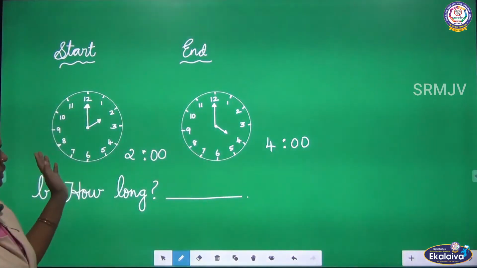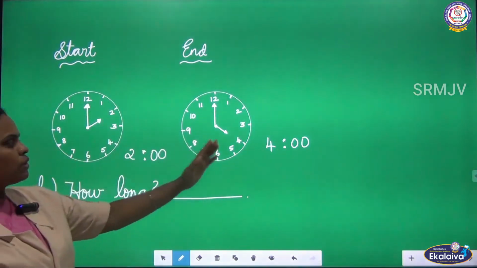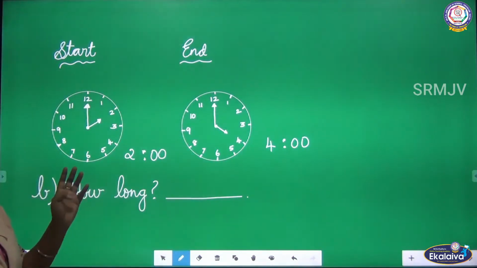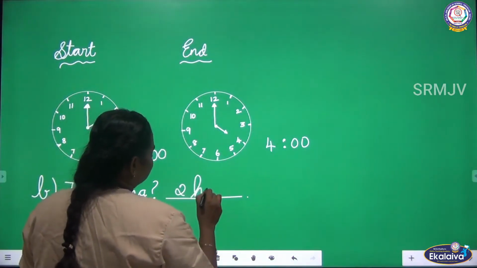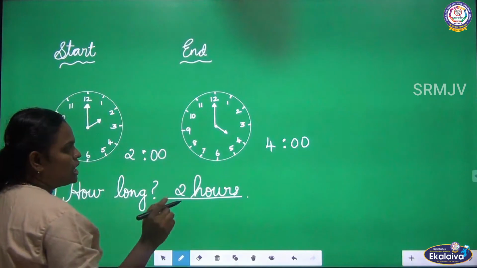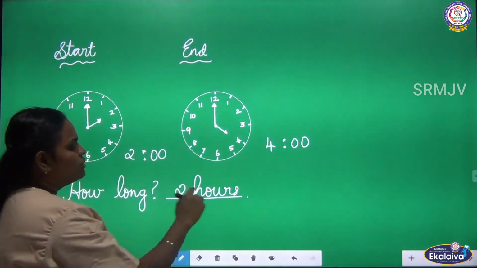Now how long? Tell me, 2 o'clock to 4 o'clock, how long children? 2 to 3 is 1 hour, then 3 to 4 is 1 hour. So 1 plus 1, how many hours? 2 hours. So 2 o'clock to 3 o'clock is 1 hour, then 3 o'clock to 4 o'clock is 1 hour. So totally 2 hours.